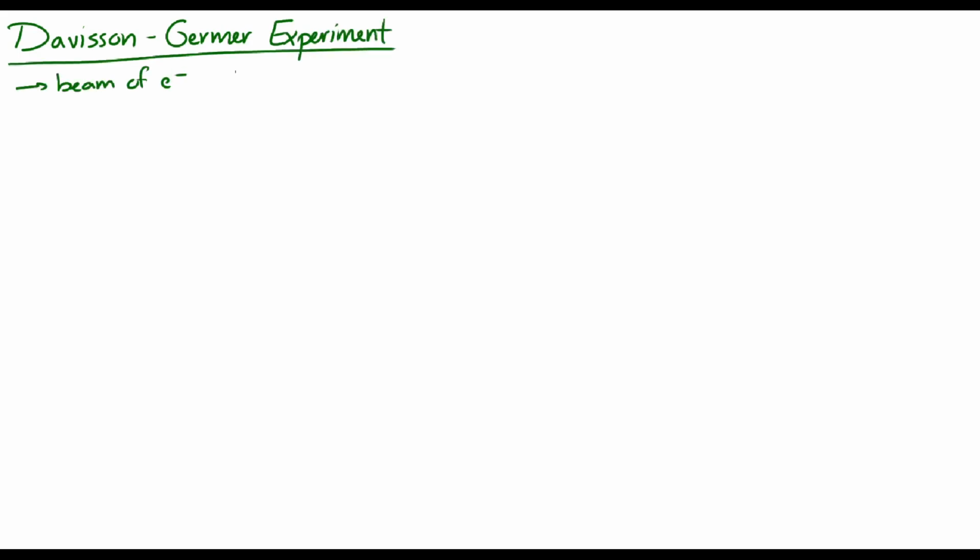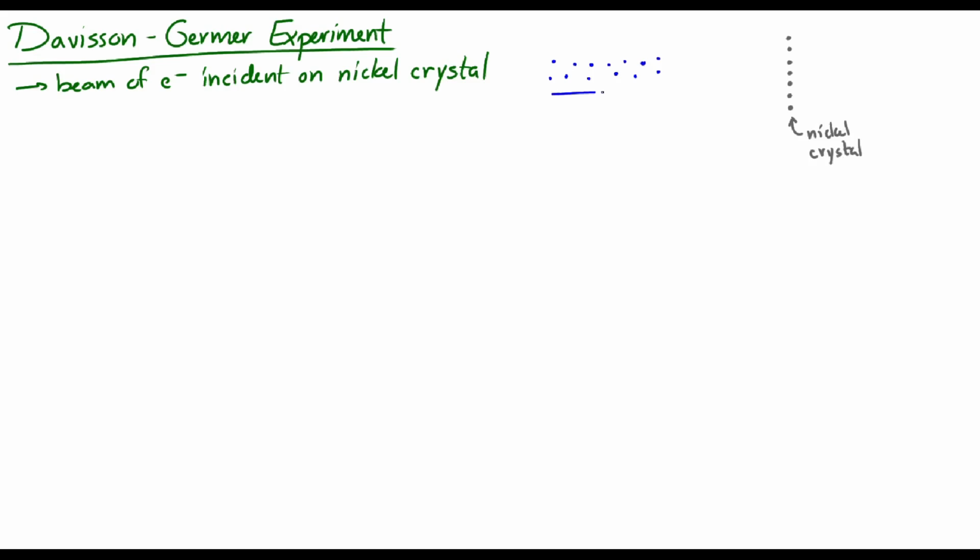So let's move on to the Davisson-Germer experiment. In this experiment, a beam of electrons is incident upon a nickel crystal. It's not really important that it's a nickel crystal, but what is important is that the nickel atoms in the crystal are equally spaced. So after the electrons pass through this crystal, there's a screen, and wherever the electrons are incident upon the screen, you see a bright light.